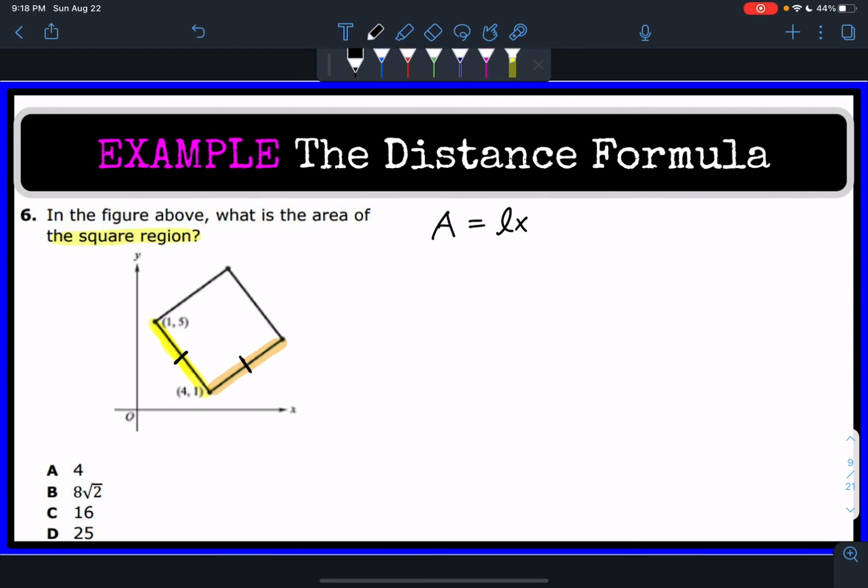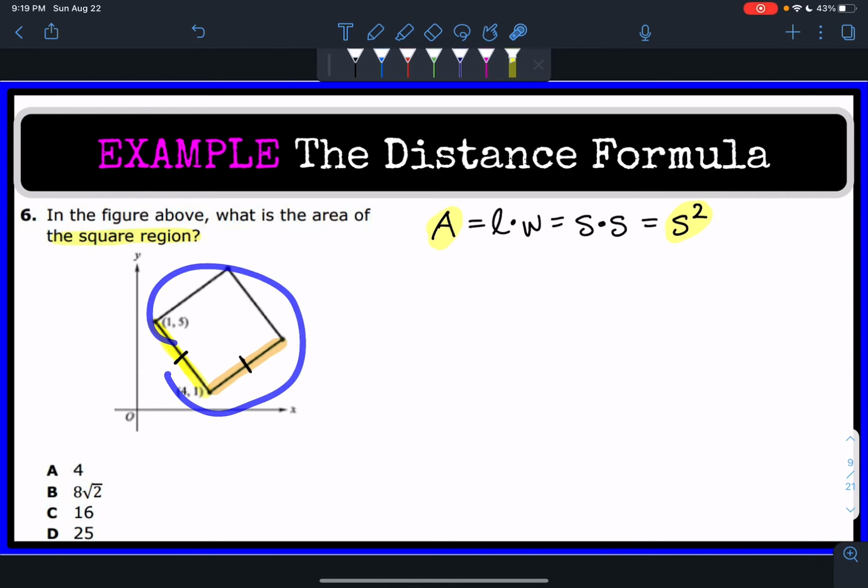So length times width would be, again, 2 identical sides. Length times width, which is basically multiplying 2 identical sides, is written as x squared. So the formula to figure out the area of a square is simply raising the side, whichever of these 4 sides, to the second power, meaning again we multiply it by itself.